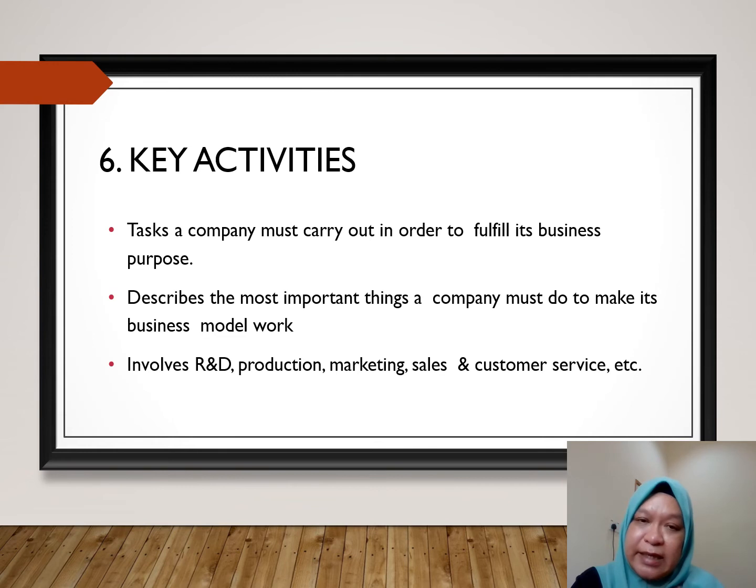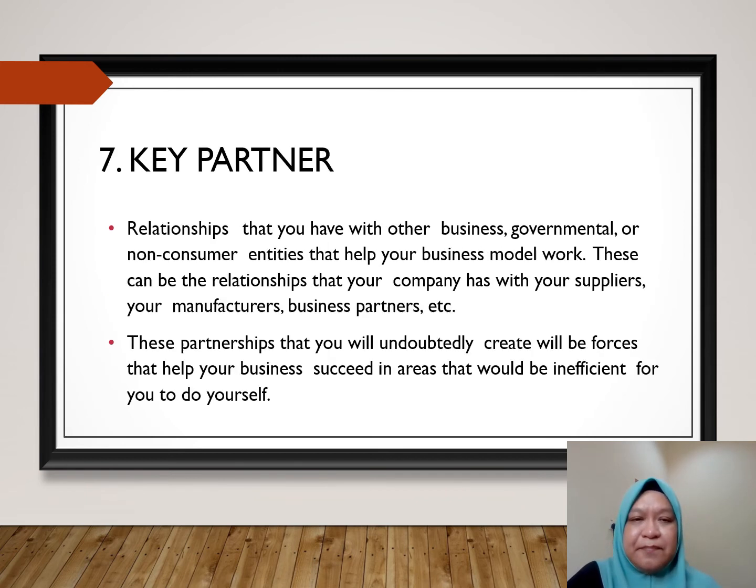Number 6 is key activities. Key activities mean the activities that your organization or business does to operate. These are the tasks a company must carry out in order to fulfill its business purposes. It describes the most important things a company must do to make its business model work. For example, your business does R&D, production, marketing, sales, customer service, and so on.